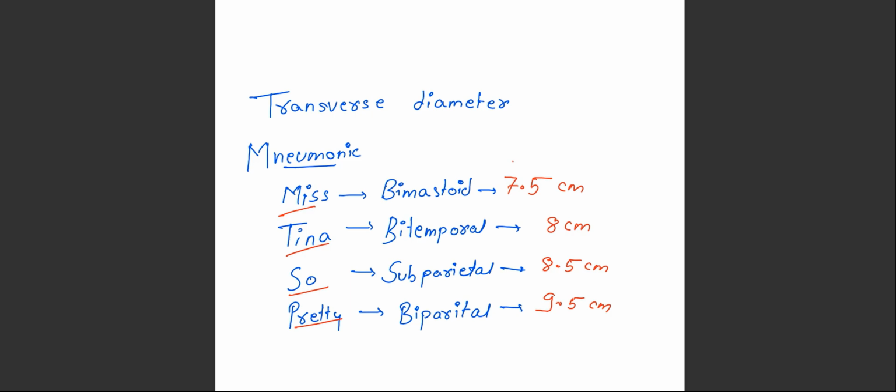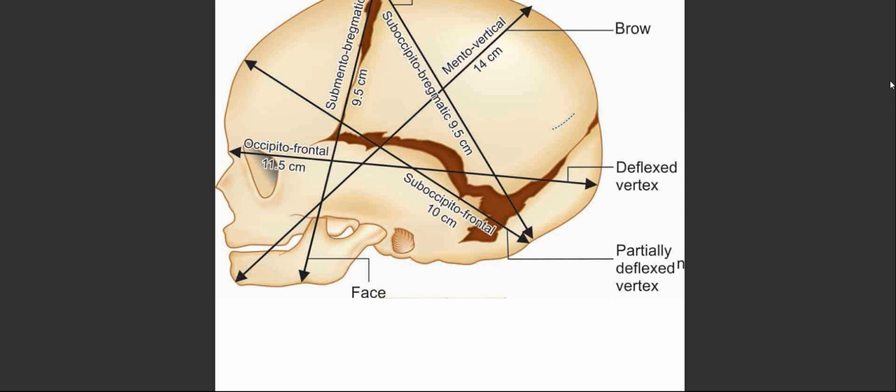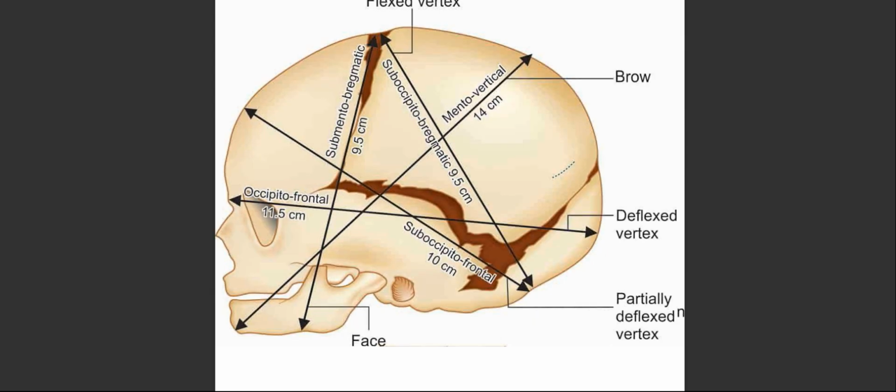Then in the fetal skull, the largest diameter you have to remember is the mento-vertical diameter, which represents the brow presentation, and it is 14 centimeter. And whenever there is a brow presentation, you have to do cesarean section. It is very important to do the cesarean section.